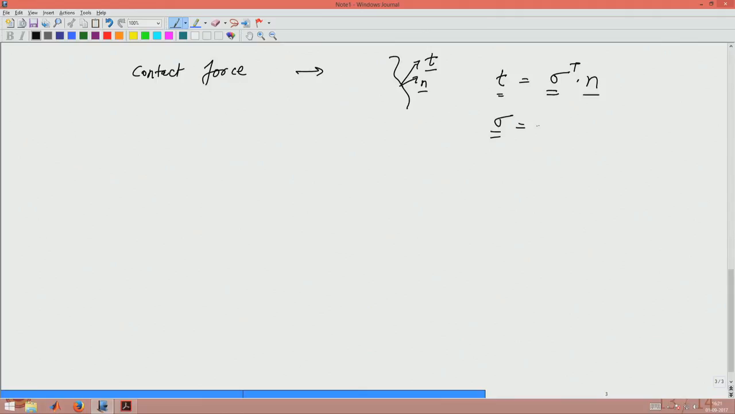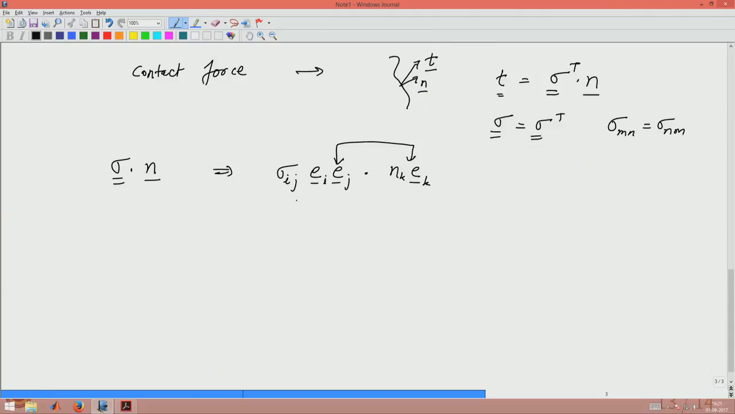Given that in our course we are dealing mostly with fluids which have no polar ordering, we have seen that sigma is equal to sigma transpose, or in index notation we can write this as sigma mn equal to sigma nm. So, let us look at the dot product of the stress tensor with a unit normal vector, and again we can write this in index notation as sigma ij e_i e_j multiplying with n k e_k. As we can see, these two will undergo the dot product, and therefore, we know that e_j dot e_k can be represented as delta j k. Therefore, this result can be written as sigma i j into n k into delta j k into e_i.